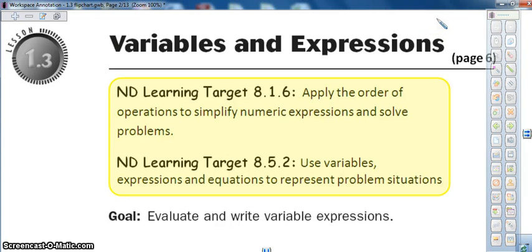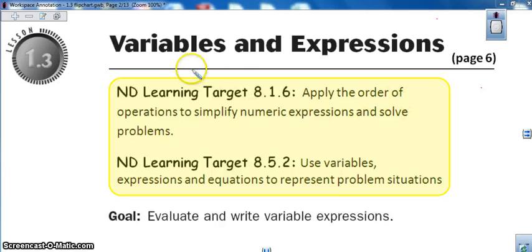All right, here we are in your lesson tonight. Your lesson is from 1.3. It's variables and expressions. Our North Dakota State standards are applying order of operations like we've been working, simplifying our numeric expressions, but we're also going to be using expressions and equations to represent a situation. Key thing today is writing variable expressions.